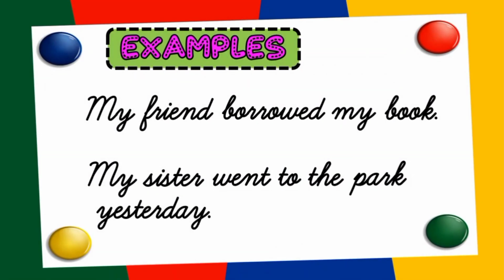Let's have our example sentences earlier. My friend borrowed my book. Our nouns here are friend and book. These are common nouns because they name a general person and a general thing. In our sentence number 2, our nouns are sister and park. These are general names for a person and a place. These are common nouns, and they start with a small letter.